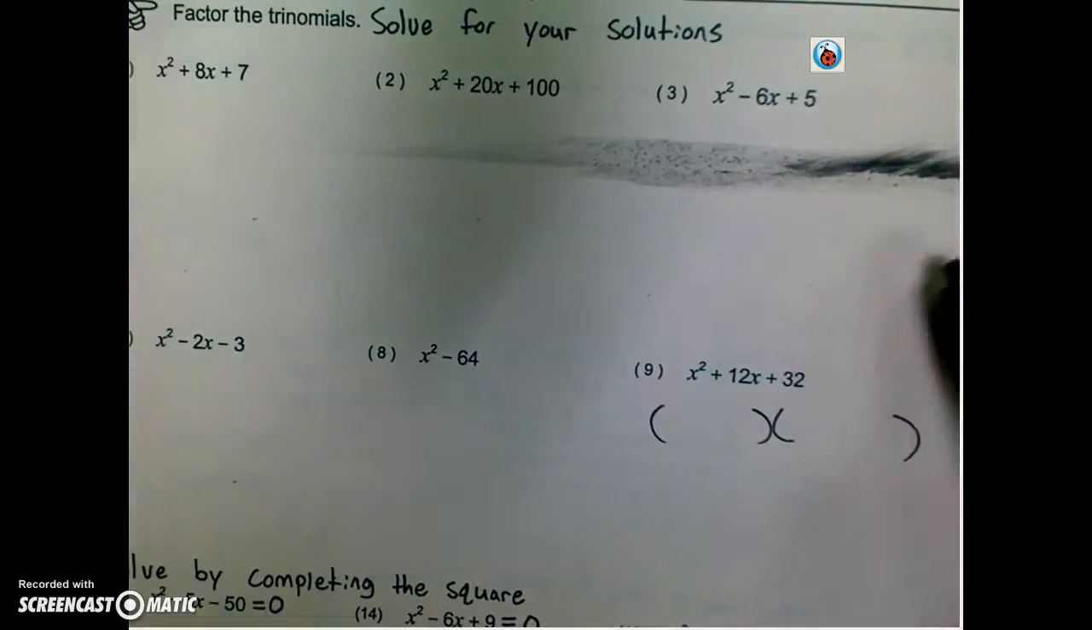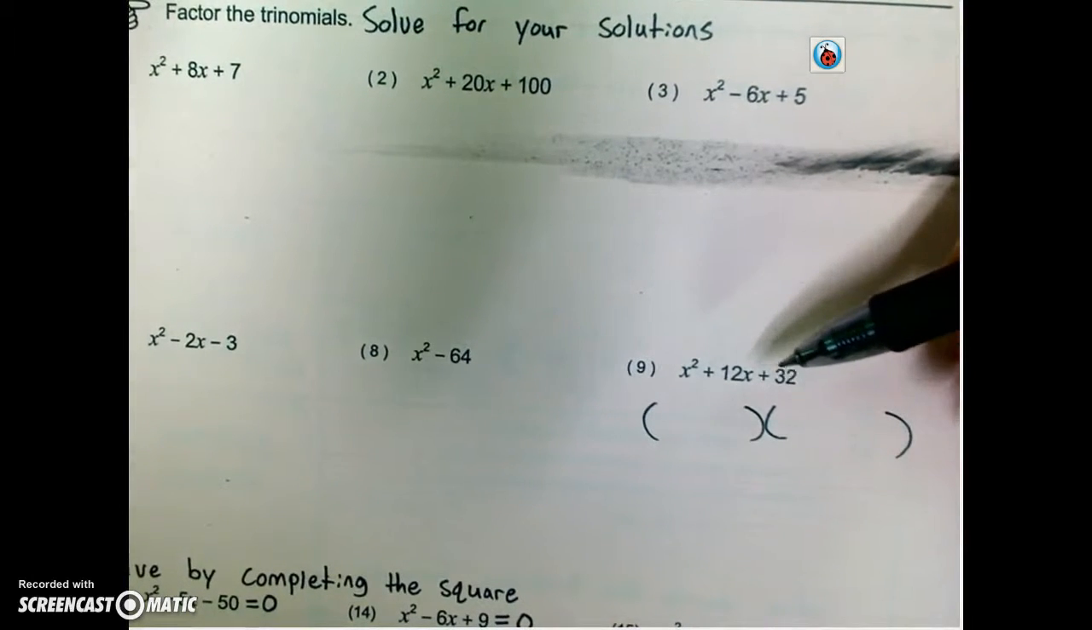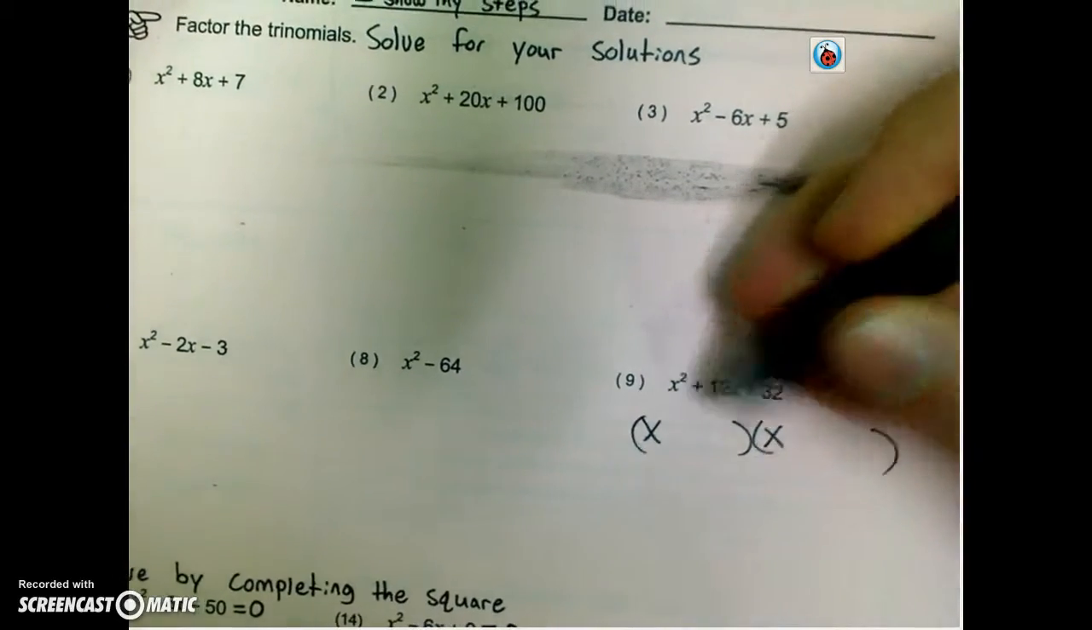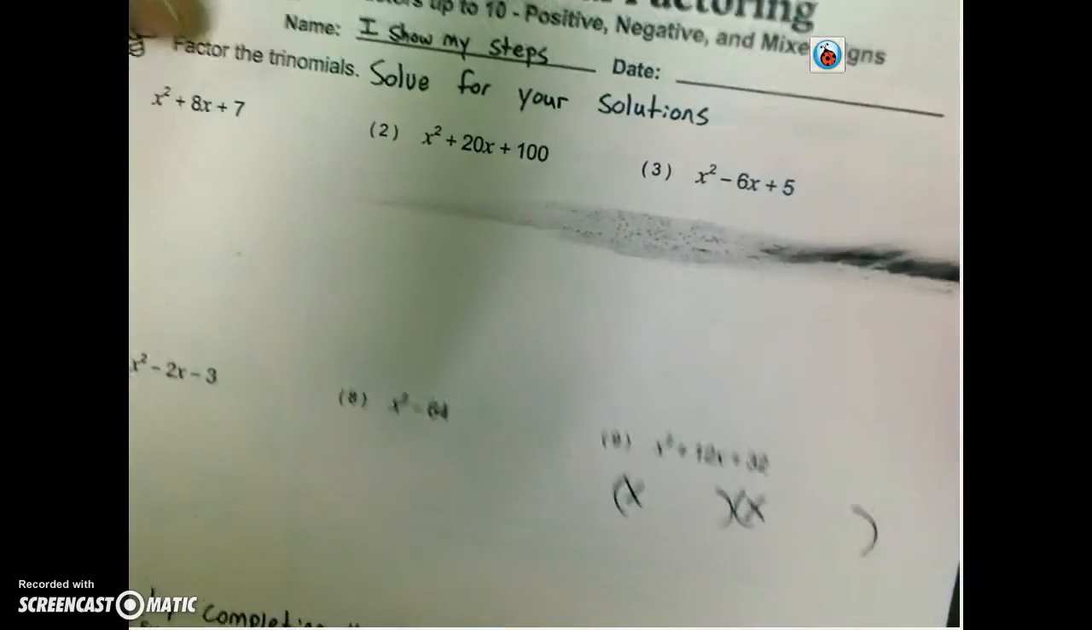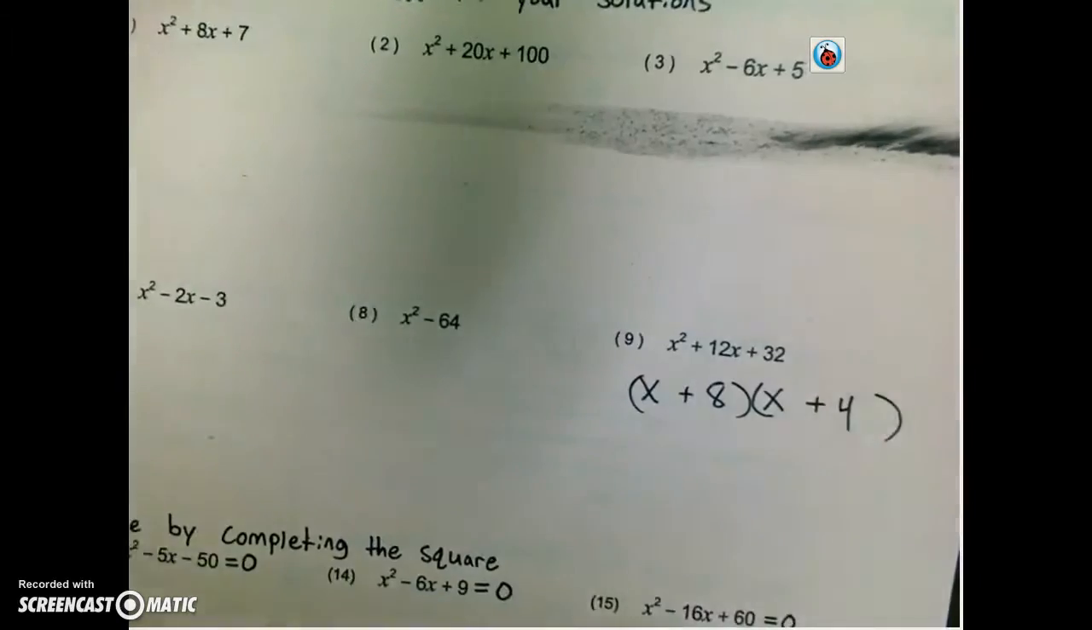Alright, so I'm looking at this one. I'm thinking, what numbers multiply by each other to get me a 32 and also add to give me a 12? And I don't have to worry about numbers out front because it's just an x squared. I need an x and an x here. Right, and so this would be a positive 8 and a positive 4.